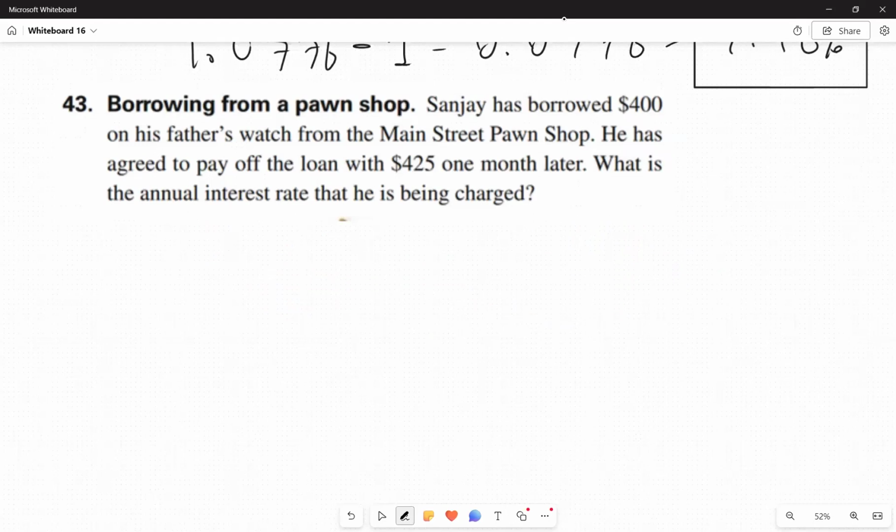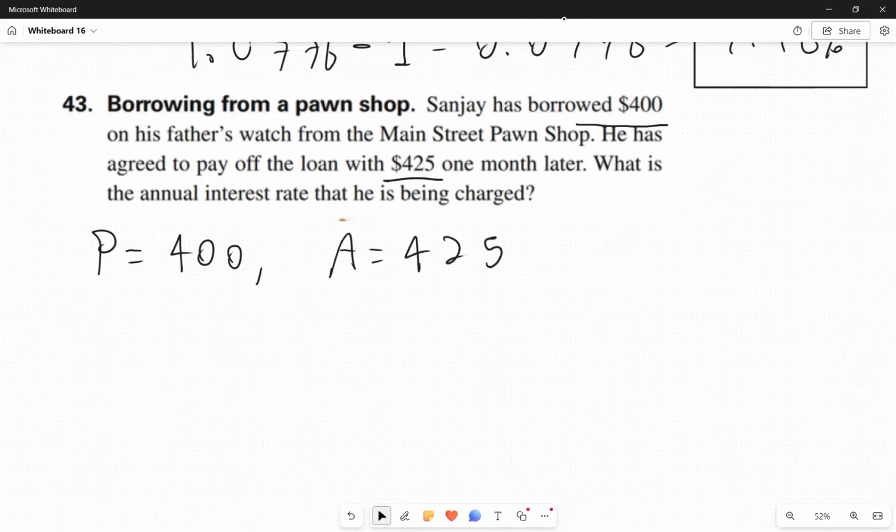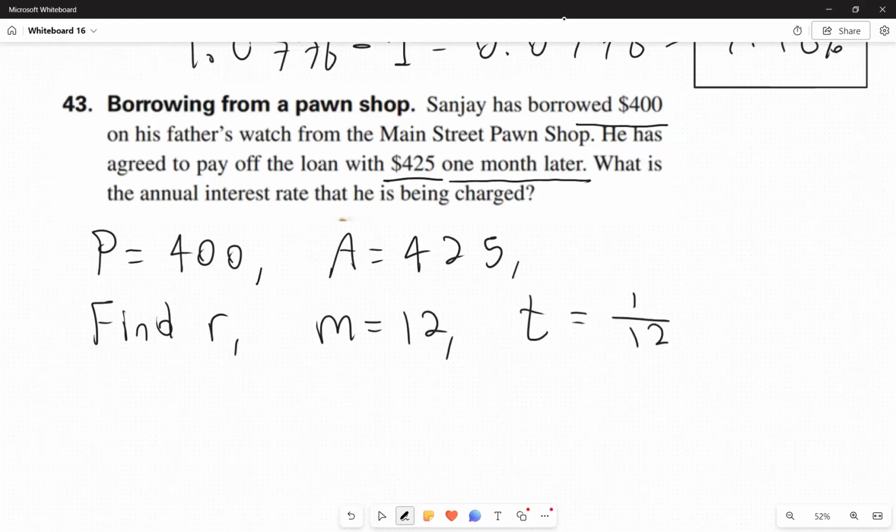Okay, so if he's borrowing 400, that's the principal. And if he's paying 425, that's the amount after interest. So $25 is interest. So we need to find R. And then we know something else. We know that this is 1 month later. So m is 12. So t would be 1/12. That means n is 1, since 12 times 1/12 is 1.